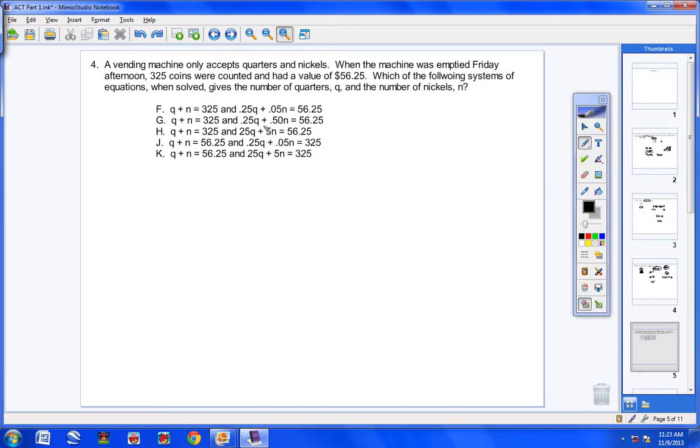First of all, I want to draw your attention to a couple of things. Notice we have two unknowns. We don't know how many quarters we have, and we don't know how many nickels we have. Do you see that? Pretty obvious. Well, when you have two unknowns, usually you're going to want two equations. Okay, so if you have two unknowns, you're going to try to come up with two equations. All right, that's a key phrase.